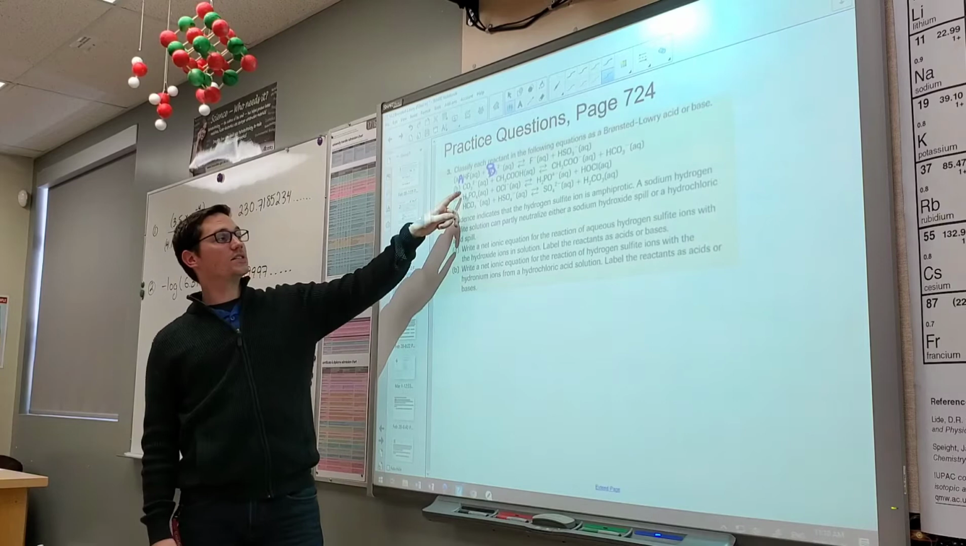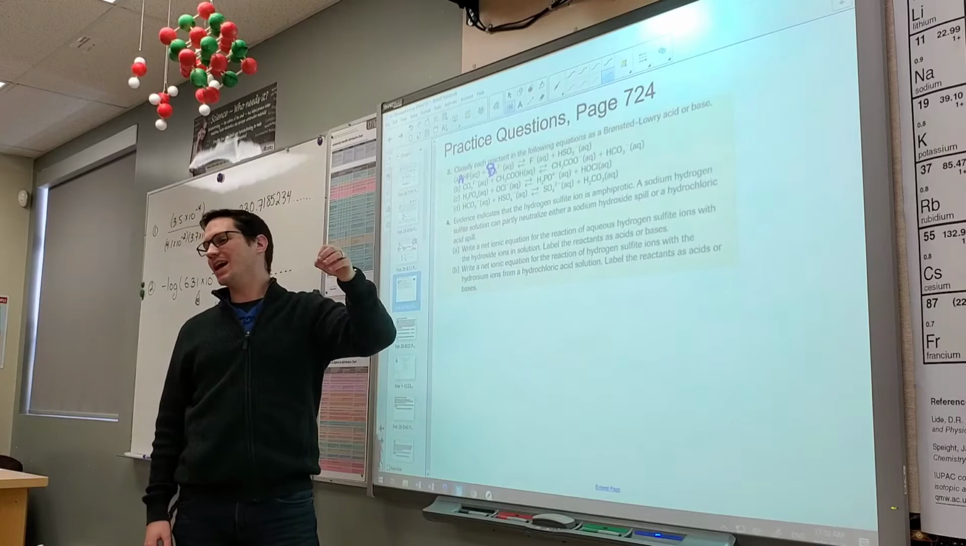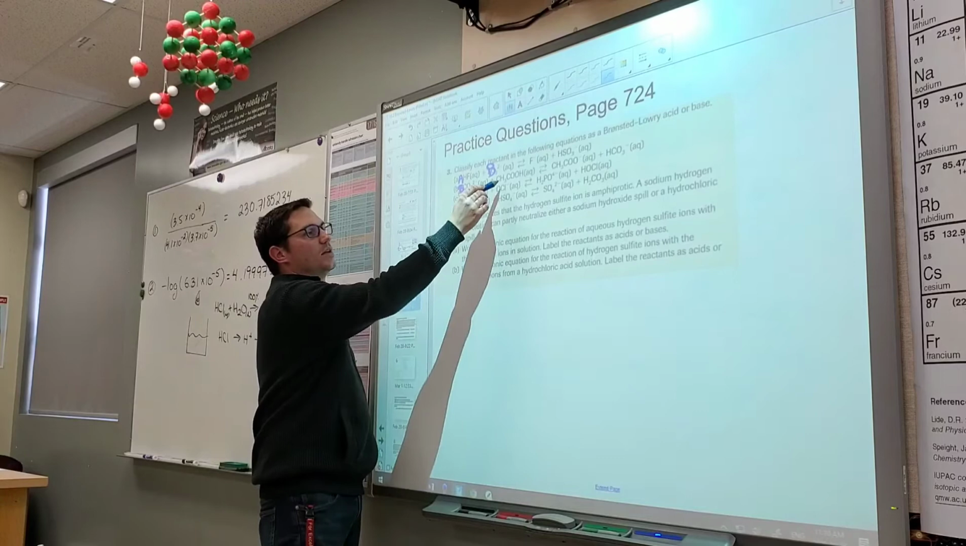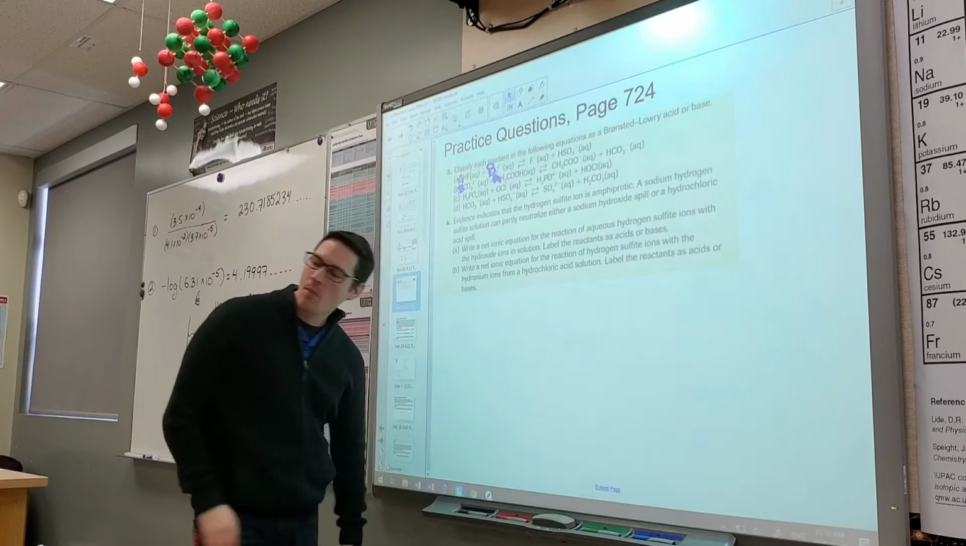And then CO3 2-, well, I'll give you another way of thinking about it. Can something act as an acid if it has no protons to give? Kind of, kind of not really. So CO3 2- is turning into HCO3-, so it's acting as a base, and then CH3COOH is acting like an acid. Sure, no problem. Awesome. Perfect. That's fine. Okay, we're going to move on.